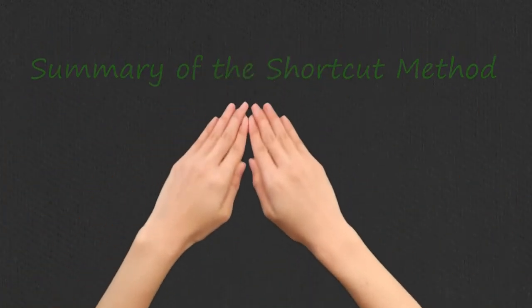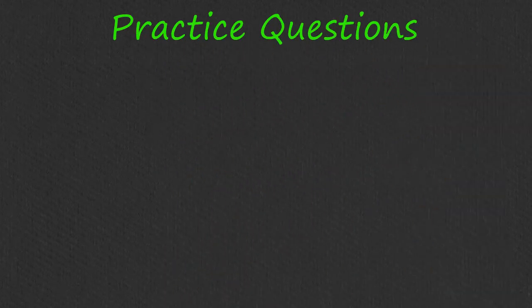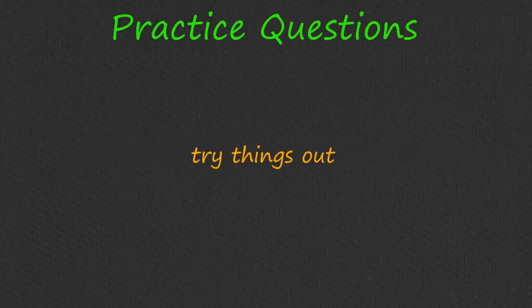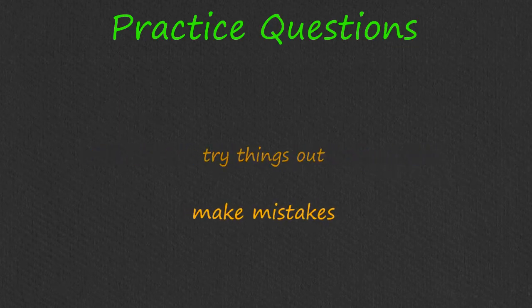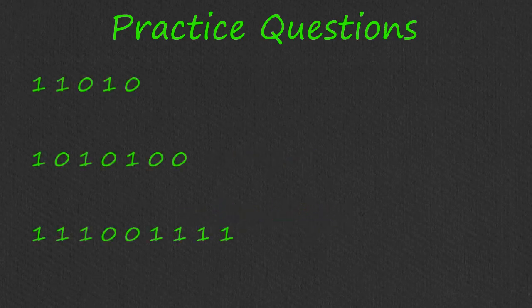Now I think you have been sitting on the sideline for long enough, and by now you are hopefully very eager to get involved. Remember, maths is not a spectator sport. You have to try things out and often make mistakes to learn. So here are a few binary numbers for you to try to convert to decimal numbers. Pause the video here and do try these questions. After all, practice makes perfect.